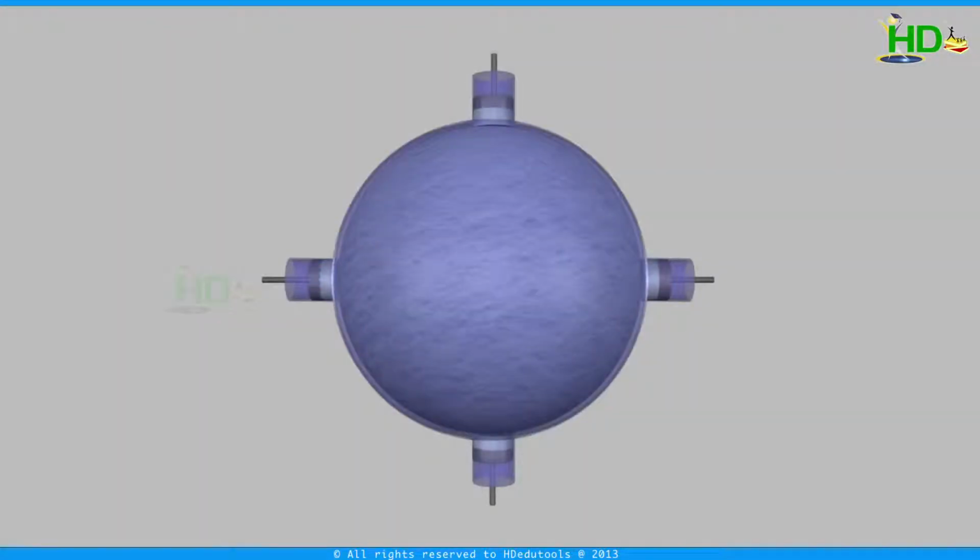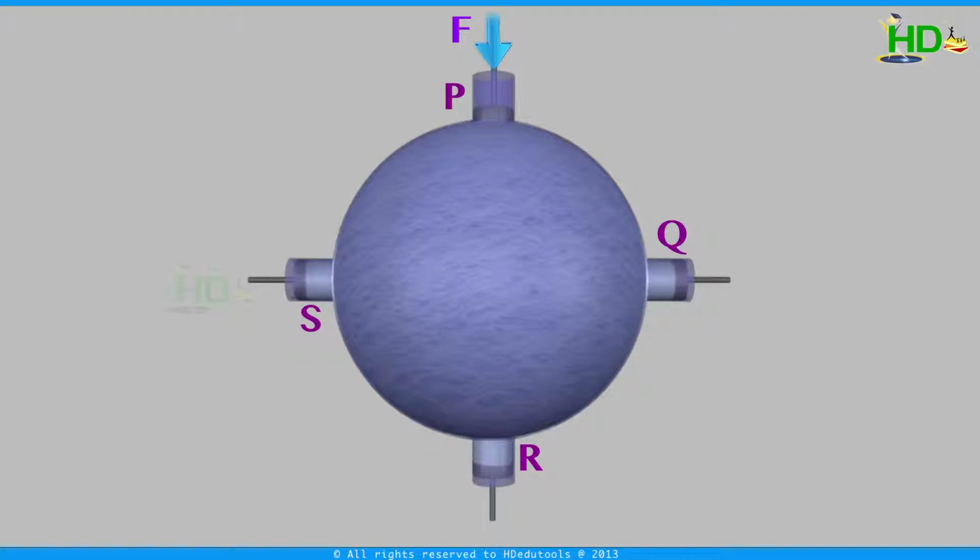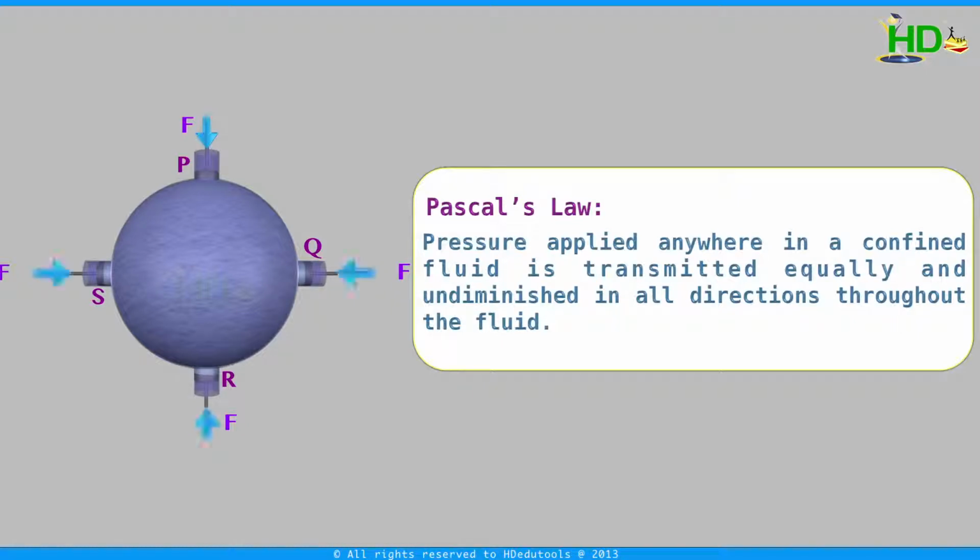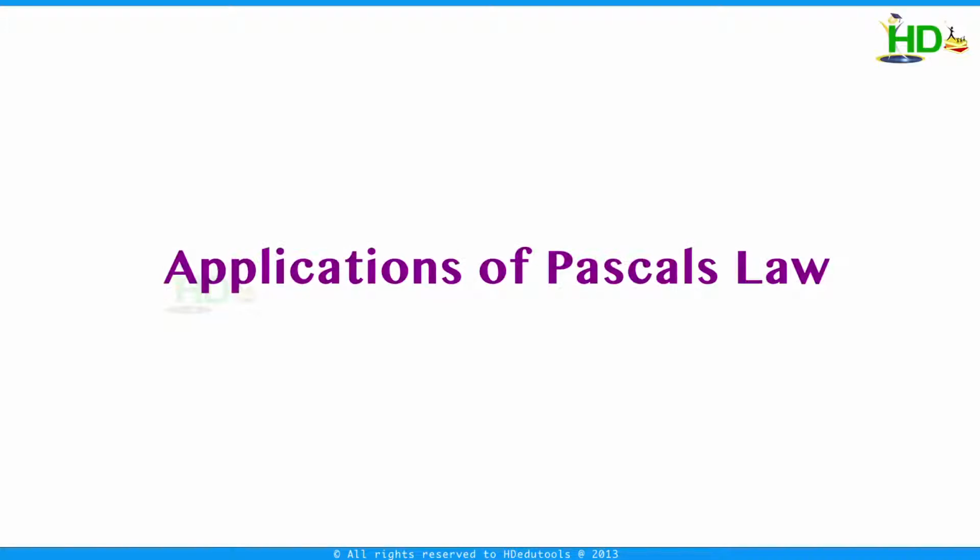This vessel is filled with water and has 4 identical watertight pistons P, Q, R, S. Let some force be applied to the piston P, which moves inward. The remaining 3 pistons are found to move outwards. If you want to prevent them from moving out, the same force has to be applied to each one of them. This clearly shows that pressure applied at one point has been transmitted equally and undiminished in all directions. This is Pascal's law. Now we take some applications related to Pascal's law.